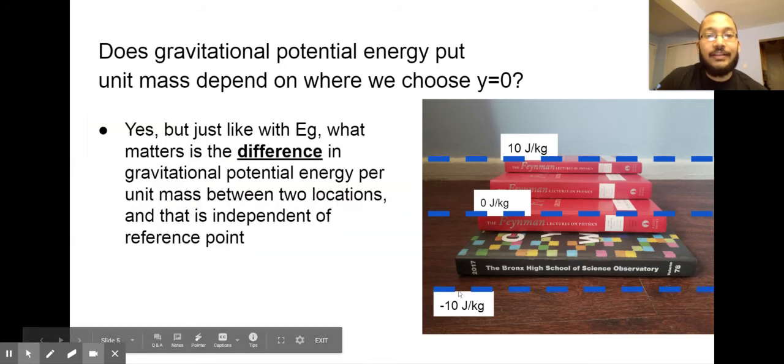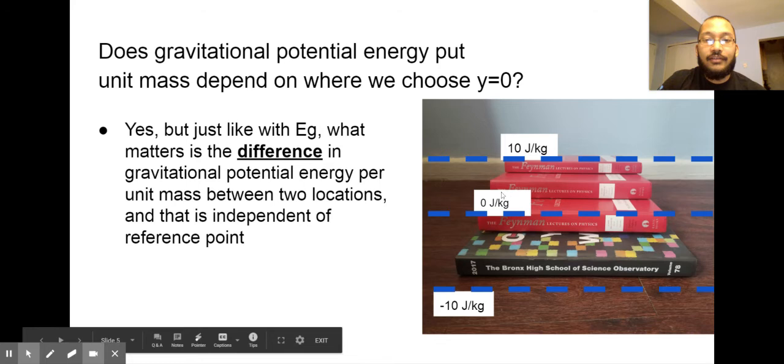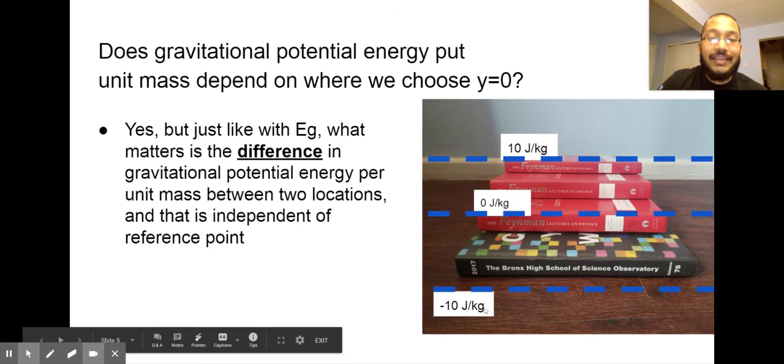And this is exactly analogous to gravitational potential energy. When I had a mass at a certain height, what really mattered was the change in height, not whether I called this 1 meter or 10 meters, but it was the change in height between two different snapshots. So it's analogous over here with potential energy per unit mass. The potential energy per unit mass at any one location might change, but the difference between locations is going to be independent of where I choose y equals 0.